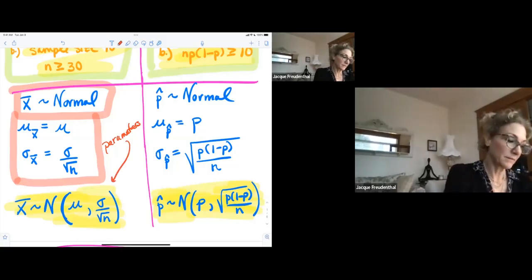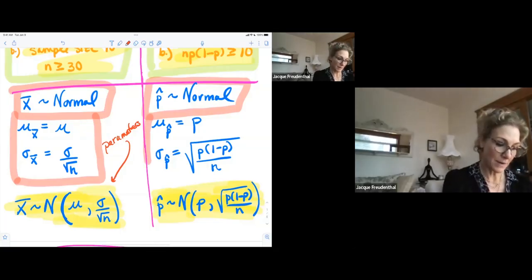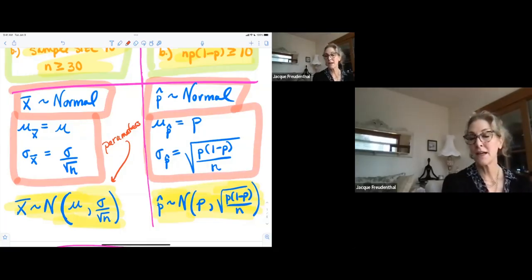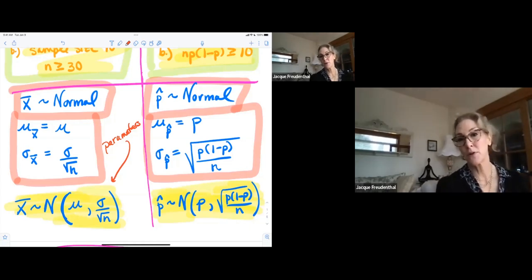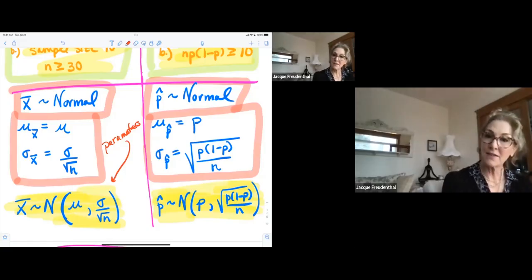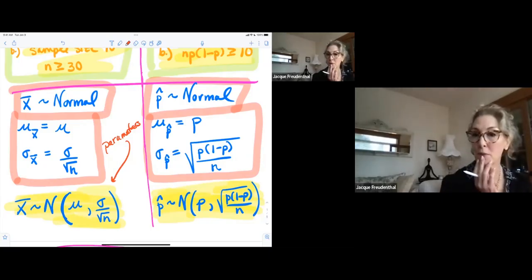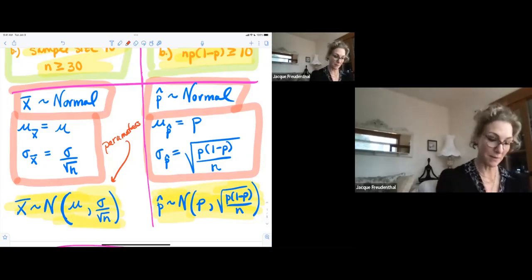For proportion, we have to check that p-hat follows a normal model from what we did above. And then our mean and our standard deviation: the mean of the sample proportion is the same as the population proportion. So that's very similar to what we're doing with the mean. And then the standard deviation of the sample proportion has to be calculated, the square root of p times 1 minus p over n. And then we can use the normal model. Okay, so those are just the parameters that we would use.